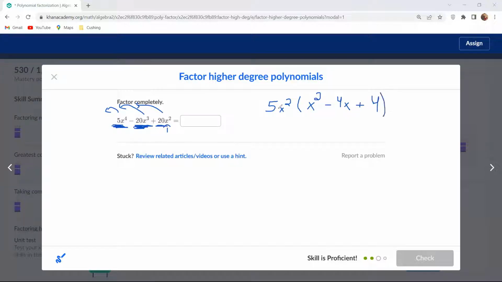The plus 4, why is it plus 4? 4 times 5x squared is 20x squared. So now what I've done is I pulled out my greatest common factor. That makes this a lot easier because right now I can factor this just like in the last examples.